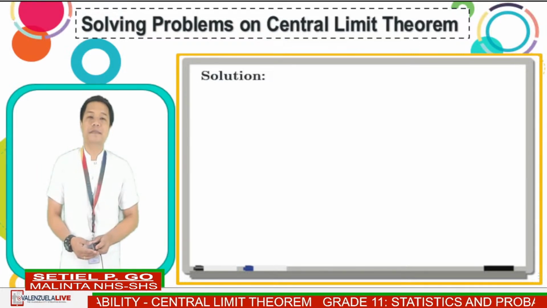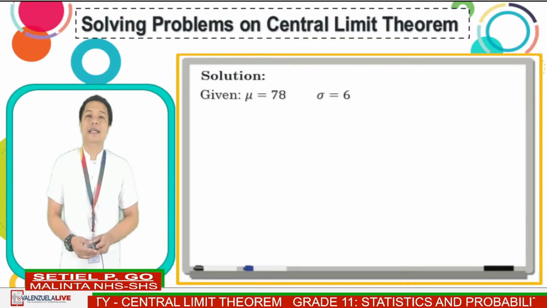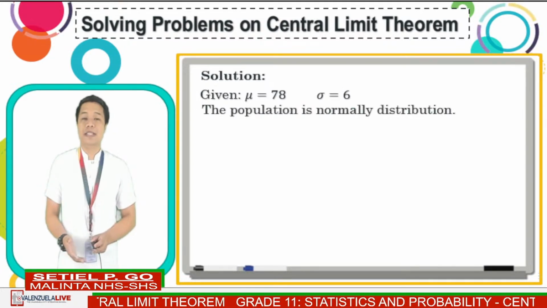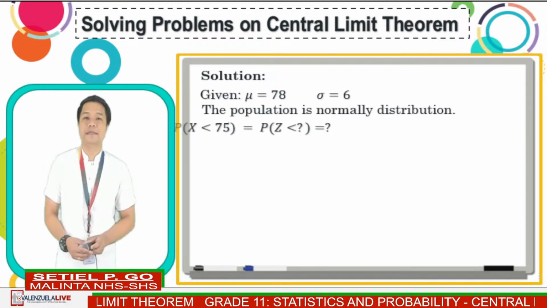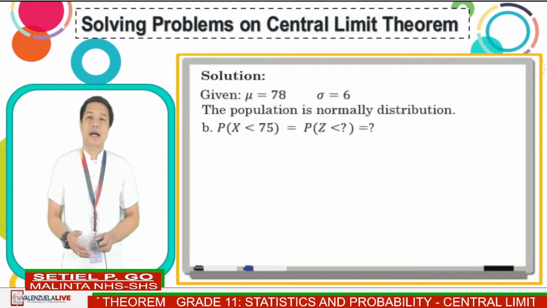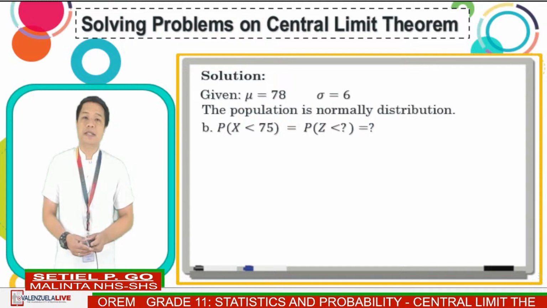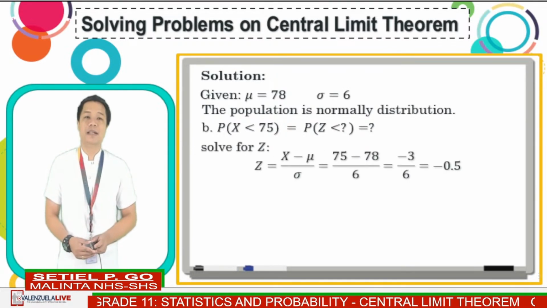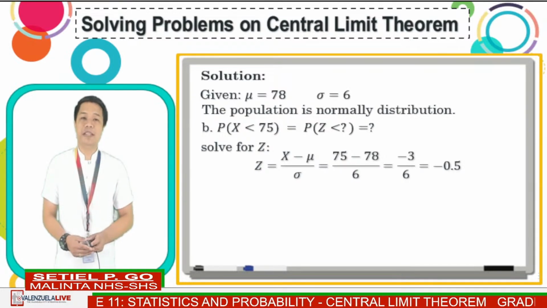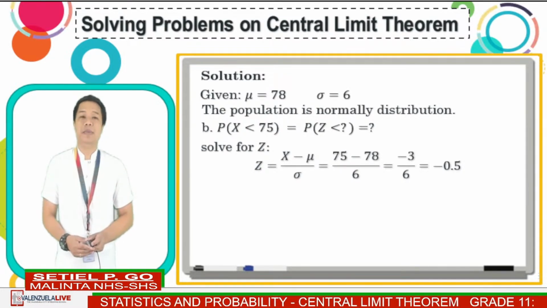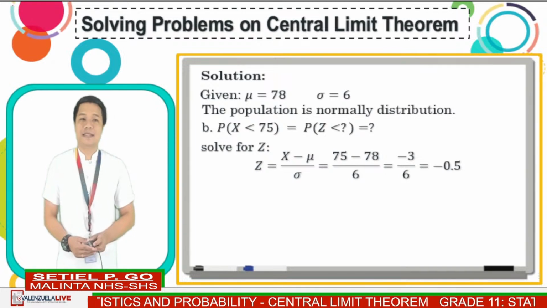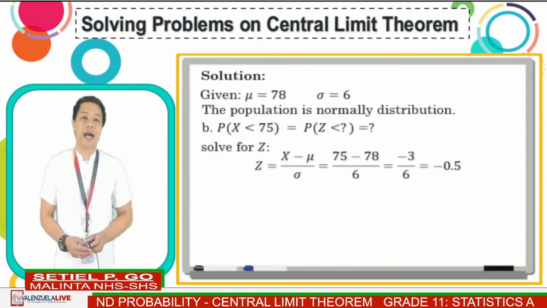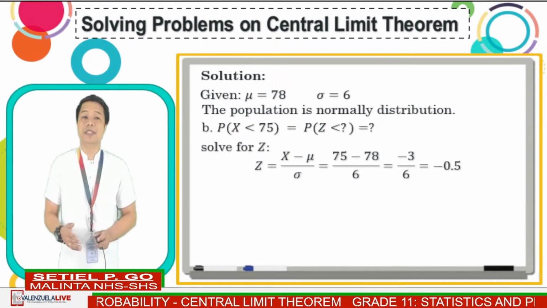So in letter B, still the given are the mean, which is 78, and the standard deviation, which is 6. So still the population is normally distributed. But the question is the probability wherein the score is less than 75. So using the Z formula, we have the given score, which is 75, minus the given mean, which is 78, over 6. So the result is negative 3 over 6. If we're going to simplify, the result is negative 0.5.